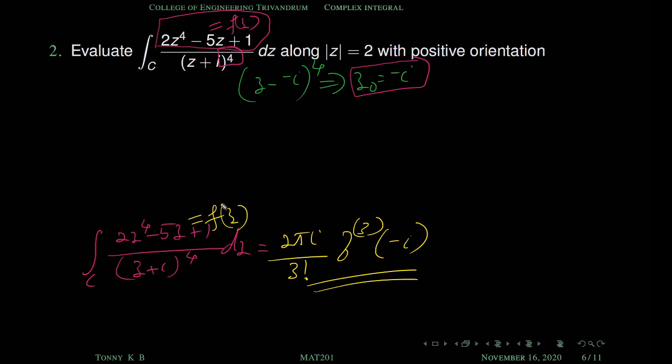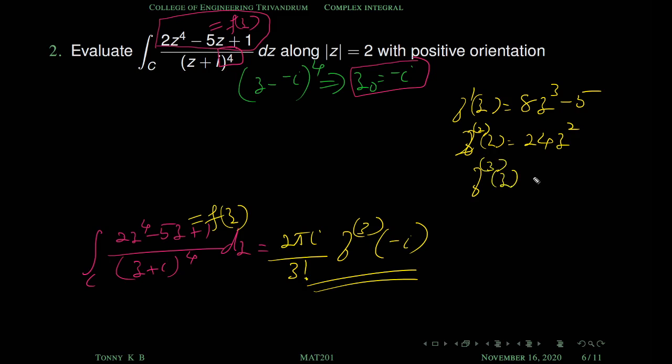Our f of z is 2z raised to 4 minus 5z plus 1. So f dash of z is 8z raised to 3 minus 5. Then f2 of z, the second derivative, is 3 into 8, 24 z square. What is f3, the third derivative of f of z? That is 48 z.